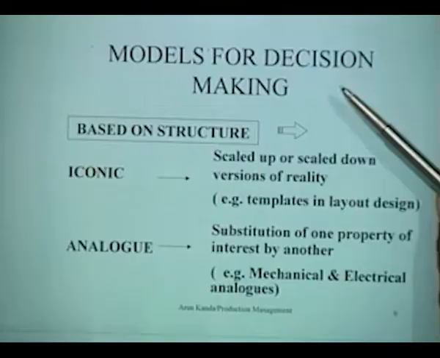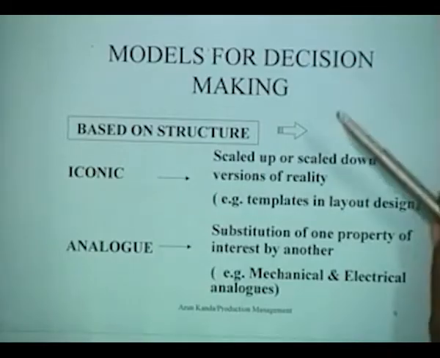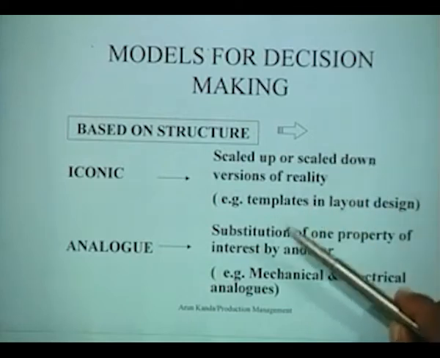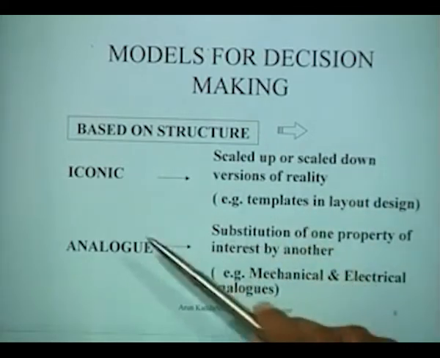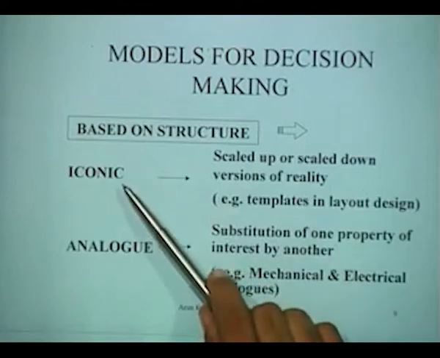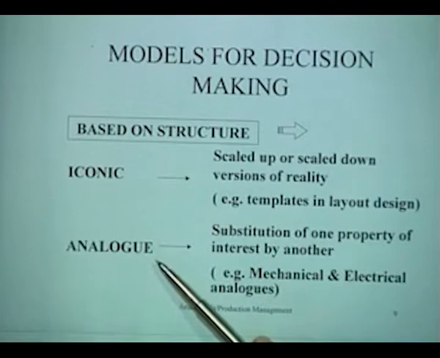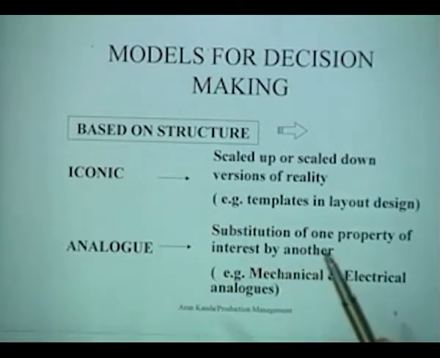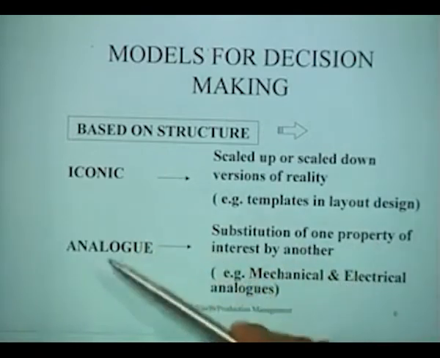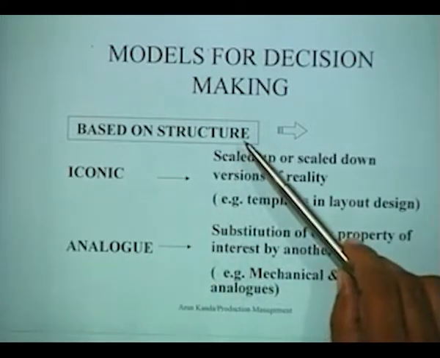By and large, if you look at this variety of models, you could classify these models in 3 different categories. And especially when we talk about models for decision making, it is convenient to talk about models as iconic or analog or symbolic, as the case may be. So this is a classification essentially based on structure of the model.